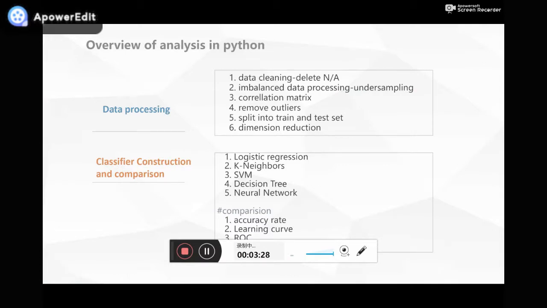We're going to do our analysis in Python. We have 2 parts for this analysis. The first part is pre-processing. We will do data cleaning, and the most important parts here are balanced data processing, correlation matrix, removing outliers, splitting into train and test sets, and then dimensionality reduction. For our classifiers, we have 4 main ones: the LR model, K-neighbors, the SVM, decision tree, and we will also use a neural network to fit the data. Then we will compare all these algorithms using accuracy rate, learning curve, and ROC.